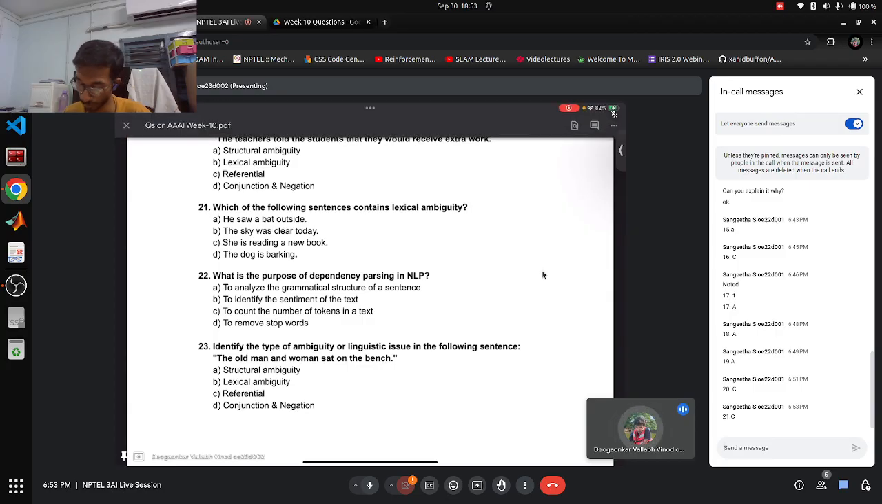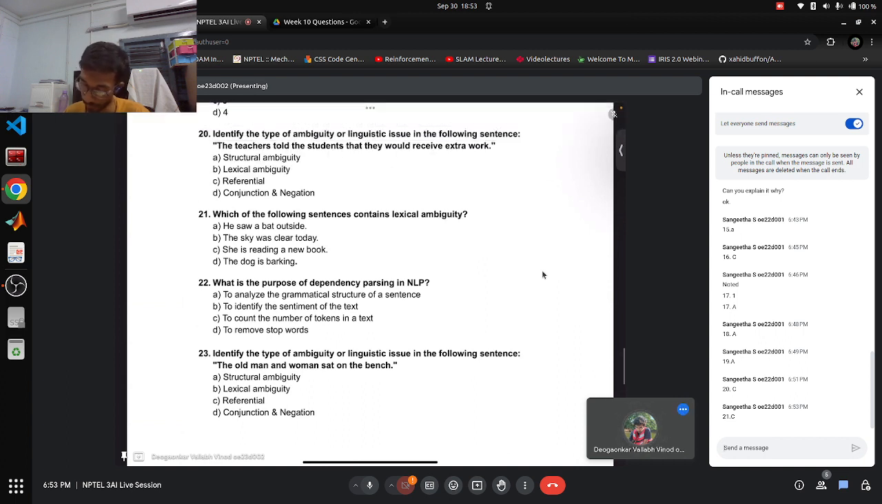So the answer for 21 is not C, it should be A, because the word "bat" here could refer to either the cricket bat or the bat animal. So the same word could have two different meanings in this context. Without providing more context, it can't be determined what exactly this is referring to. So the 21 answer should be A.